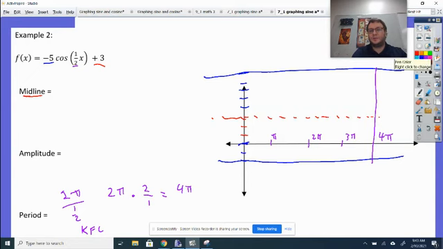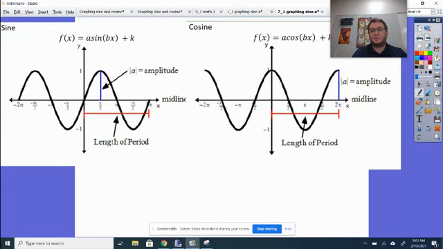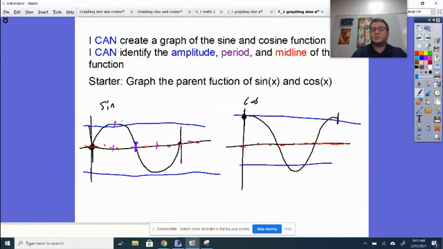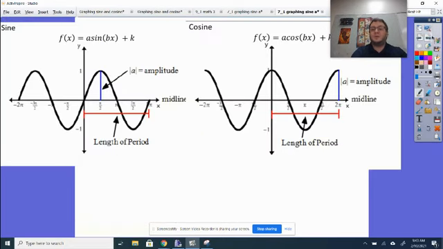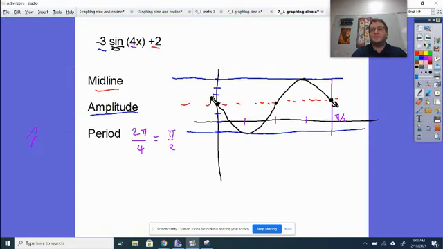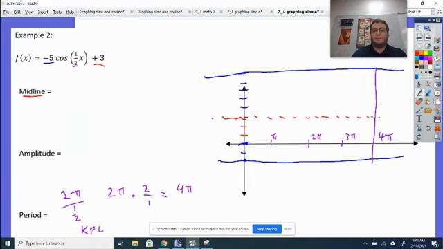Okay, so cosine. Let's go back to that original starter there. So remember, cosine started at the top and ended at the top. Okay, but just a second ago, we said if it was negative, it flips over. So normally cosine would start and end at the top, but these ones are actually going to start and end at the bottom because of that negative. Okay, so we're going to start and end there, which means my middle point is going to be way up here, and we're going to cross at these middles.